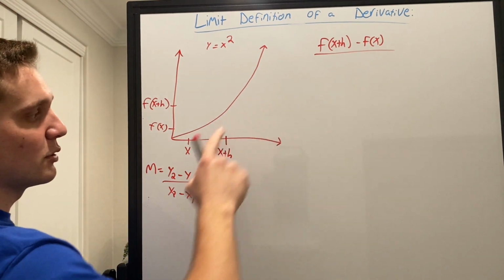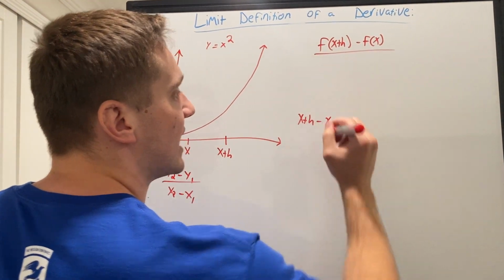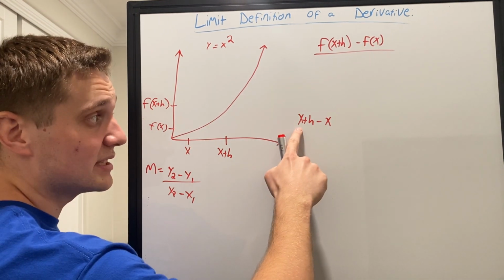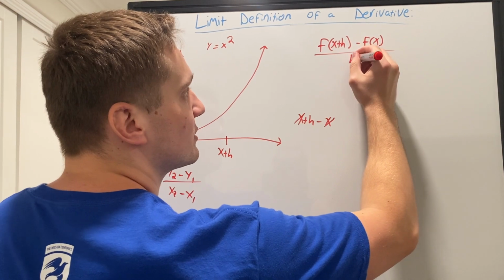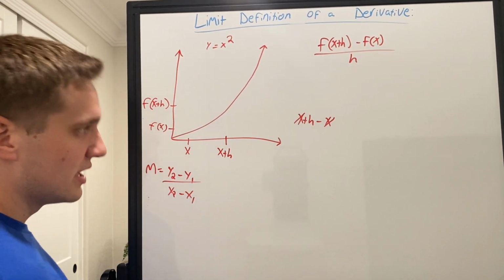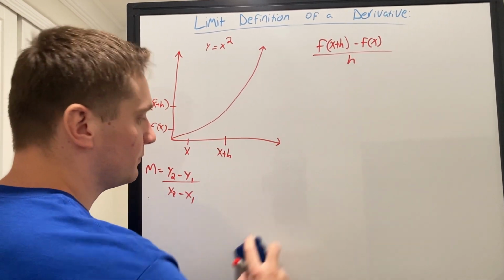Now, we're going to put this over x plus h minus x. If we look at this for a second, we have positive x minus x, so those are going to go away, and we're left with just h. That's why it's just h on the bottom, if you've seen that before.